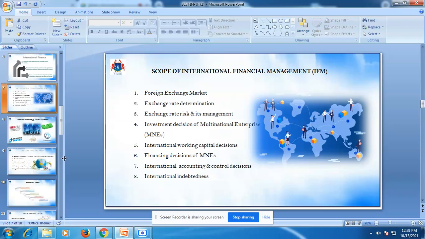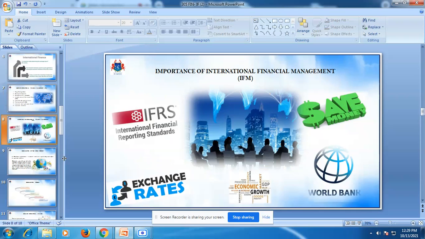Then, next, the financing decision of the multinational enterprise. The seventh scope of international financial management is international accounting and control decisions. And the last scope of international finance is international loans. This is all about the scope of international financial management. We will move to the next part.